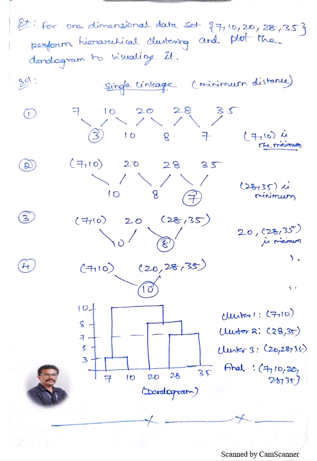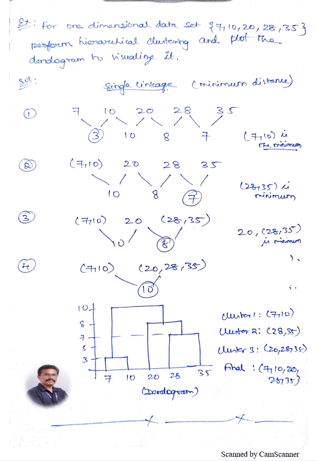In the second iteration, we have the cluster (7, 10) and the remaining 20, 28, 35. The next minimal distance is 7, so we merge 28 and 35. In the third iteration, 8 is the minimum distance, so we merge 20 with 28 and 35. Finally we get only one value, 10, so we merge everything as one cluster.